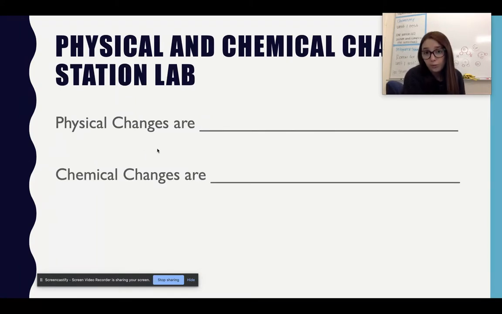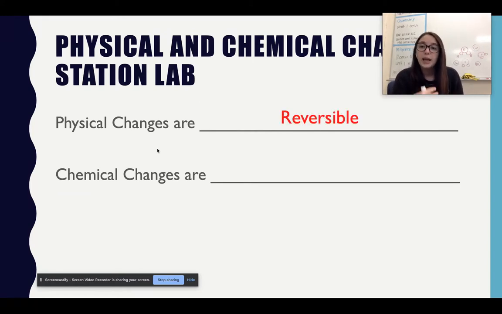Now, we're going to go over a physical chemical change station lab next week, but this is important for you to know. Physical changes are always reversible. When I say reversible, I'm changing the state of matter. I'm going from a solid to a liquid to a gas. I could go back from a liquid to a solid or a gas to a liquid, or even go gas to solid, solid to gas. I'm able to kind of have a circle. I can go back, I can come forth, I can say, oh, I want to do this. Never mind, I want it back.